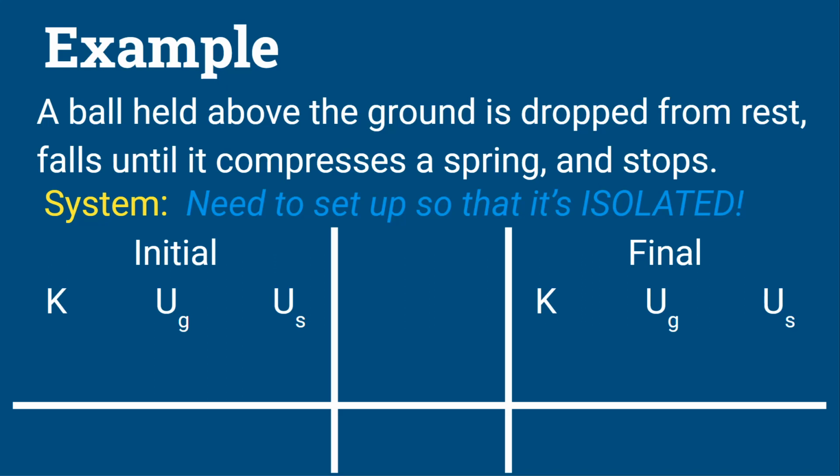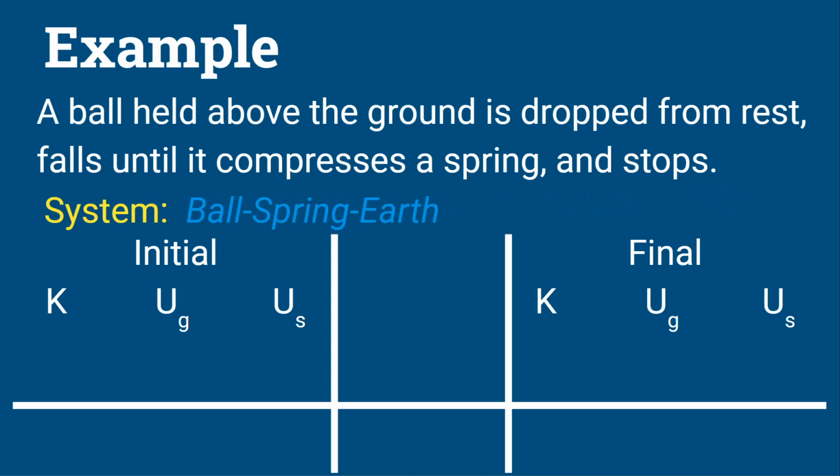And so, in order for me to do this, can I set up my system as just the ball? No, because if I do that, then things like gravity are external to the system, and I wouldn't be able to account for gravitational potential energy unless I include the Earth. Same thing with the spring. I wouldn't be able to call it spring potential energy or elastic potential energy unless my system included the spring. And so I need to set it up so that all of those forces are internal. I'm going to call this the ball, spring, earth system.